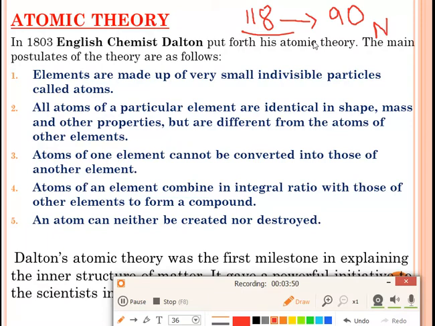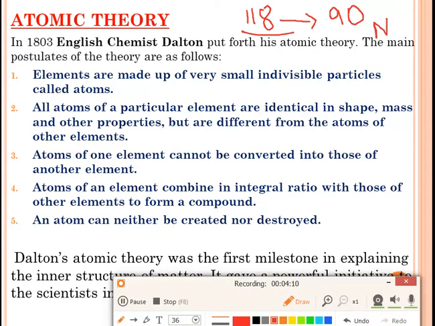Okay, now can you tell me the name of some of the elements which we use in our day-to-day life? Aluminium utensils we are using, gold we are using in jewelry, silver we are using in jewelry, copper vessels also we use. Okay, iron we are using. These are the different elements we are using in our day-to-day life.